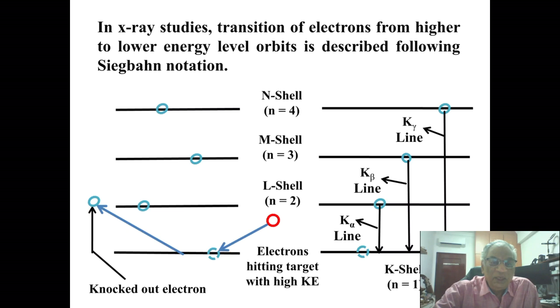This hole can be occupied by electrons from L shell, M shell, N shell which are above the K shell. If the hole is occupied by the electron from L shell, then it is denoted as K alpha emission. If the transition is from M shell to K shell, it is denoted by K beta emission. Similarly, K gamma for transition that occur from N shell to K shell.